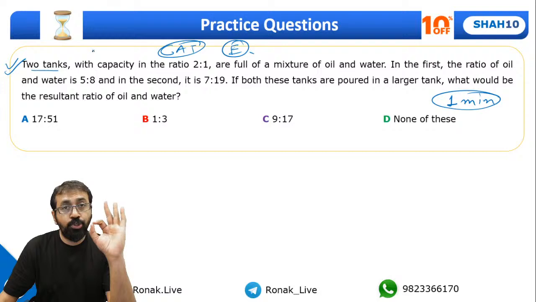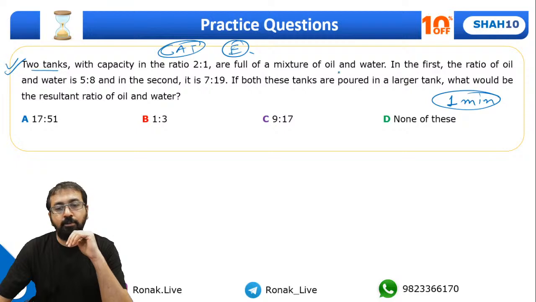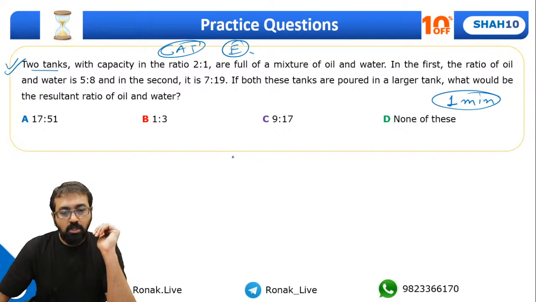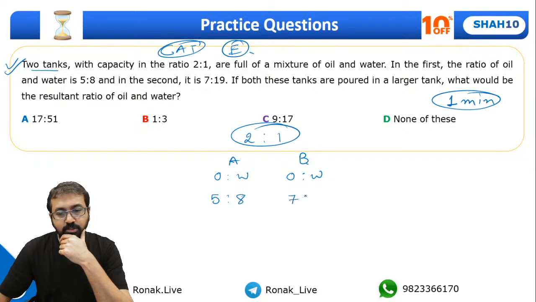Of course, I'll show you a shortcut to solve such questions. Two tanks with capacity in the ratio 2:1 are full of a mixture of oil and water. Tank A, tank B: oil, water, oil, water. The capacities are in the ratio 2:1. And here the ratio is 5:8. And here it is 7:19.